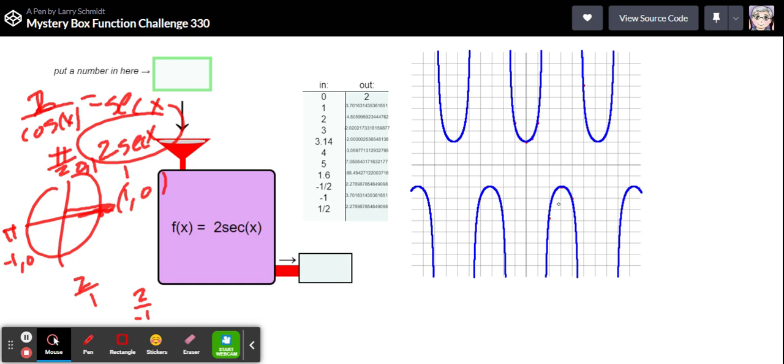So you've got those same sort of U-shaped curves that repeat alternating in the positives and the negatives that we saw for the secant or for the cosecant. Because we've got that multiplier of 2, it's going to start at a +2 on the positive ones, and it started at a -2 down below on the negative ones.